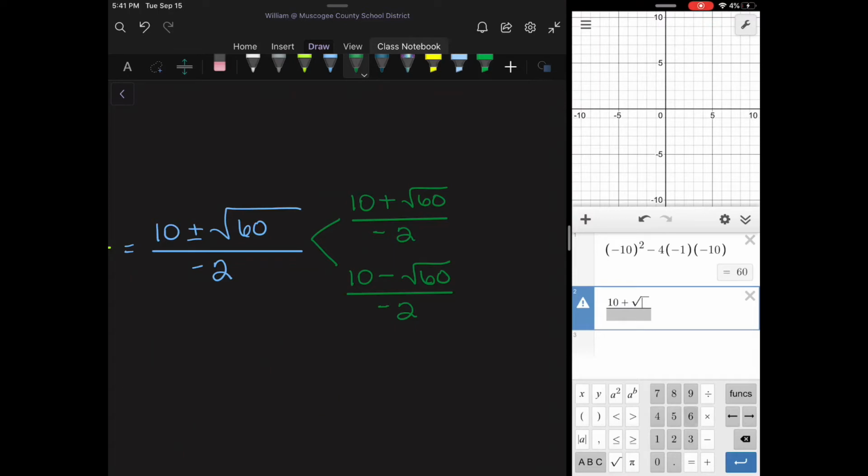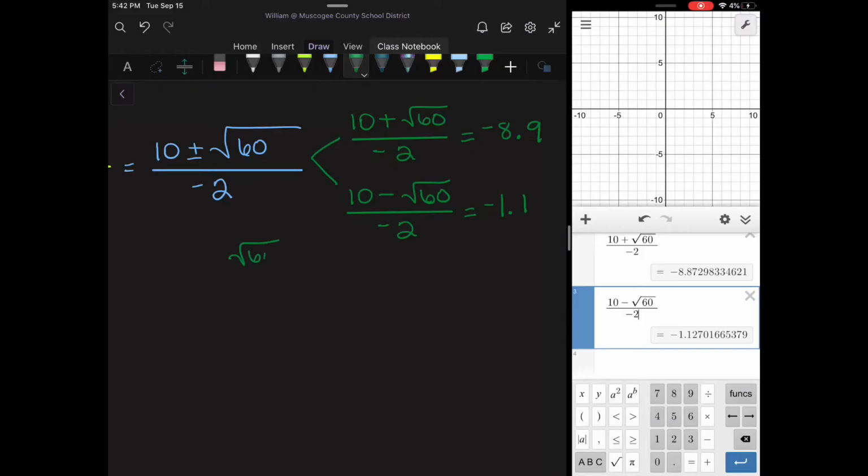On my calculator, I'll set up my fraction. I'll say 10 plus the square root of 60 over negative 2. This gives me negative 8.9. We're just going to round to the tenth for simplicity's sake here. Then I'll do the same thing on the bottom: 10 minus the square root of 60 all over negative 2. This is going to give me negative 1.1. Okay, these are my solutions to this quadratic.